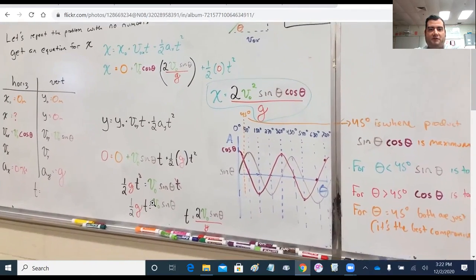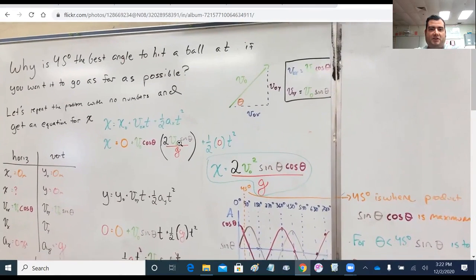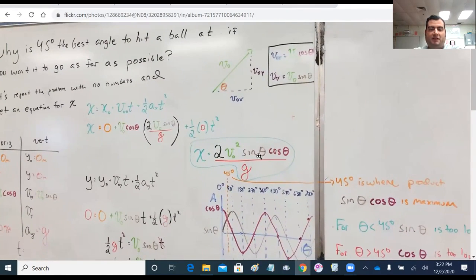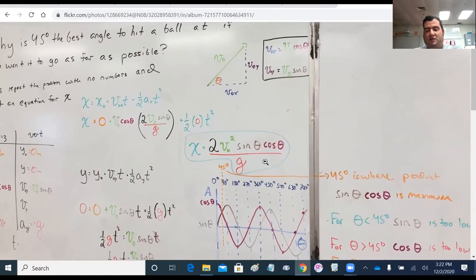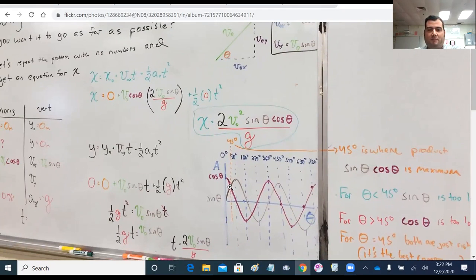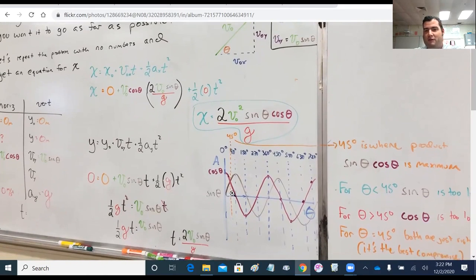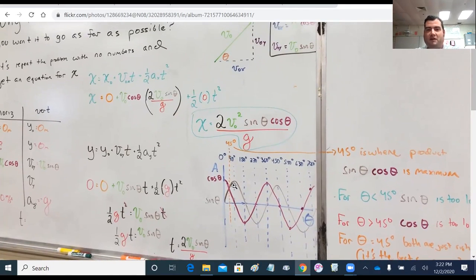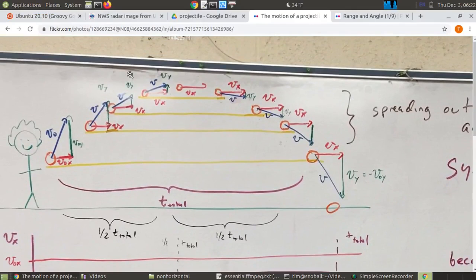If you solve your y equation for time, you get this. If you plug it into your x equation, you end up with this. And basically, you've got the sine of theta and the cosine of theta in this final equation. And you need to get both of those numbers as big as possible. And the only place you can do that is at 45 degrees. If you have any angle less than 45 degrees, cosine of theta is too big and sine of theta is too small. If you have any angle more than 45 degrees, it's the opposite. Cosine of theta is too small, sine of theta is too big. 45 is the compromise.